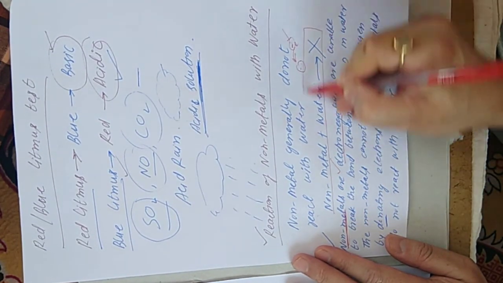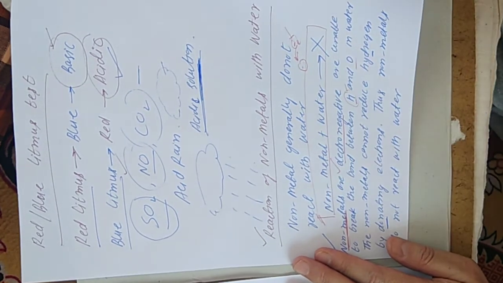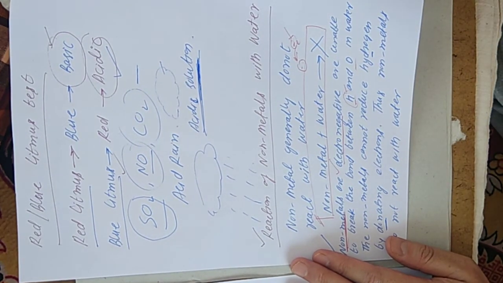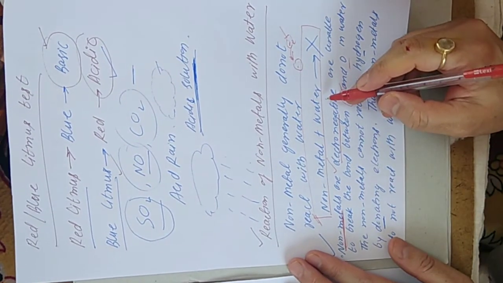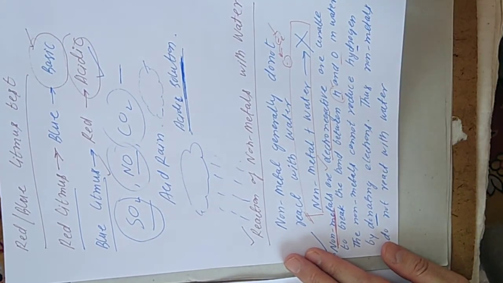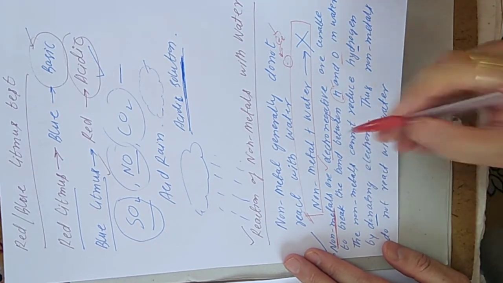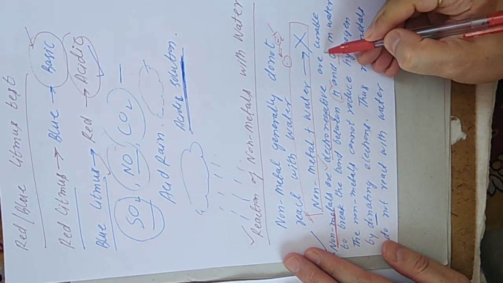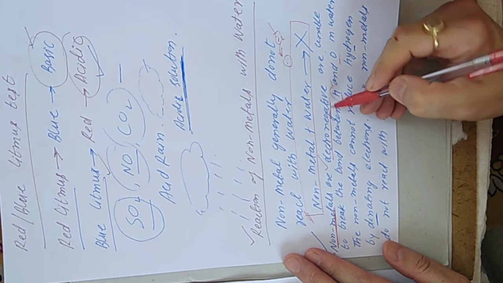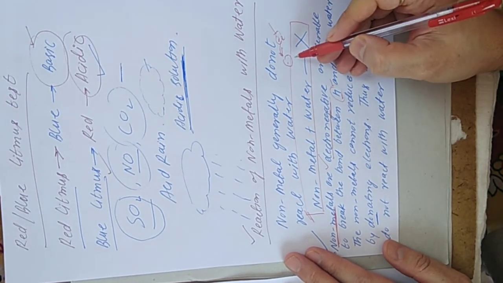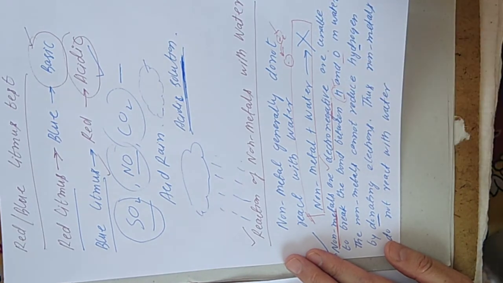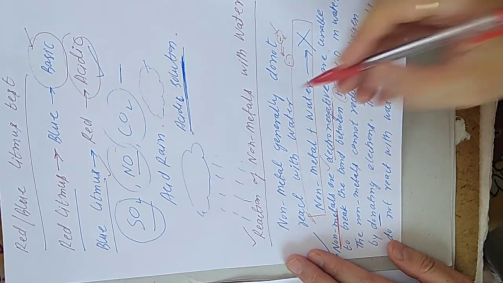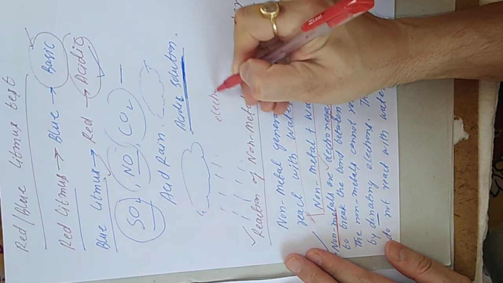Non-metals themselves don't react with water. Obviously there are some exceptions which I told. And there's a reason behind why they don't react with water. If you remember, the definition of non-metal is they are electronegative in nature. That means they accept electrons. So that's how they become electronegative. While the metals react with water. Why? Because they are electropositive.